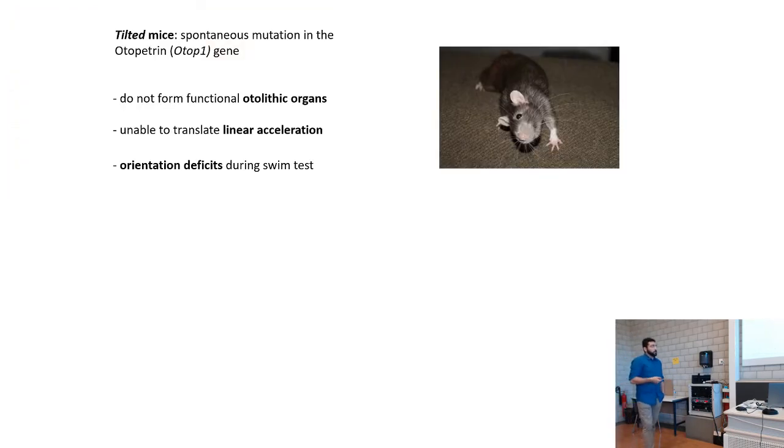Therefore, the perfect model to test whether this is the responsible organ that translates rocking effects on sleep were these mice. So these mice have a spontaneous mutation that does not allow them to have this platform, if you'd like. So they do not form functional otolithic organs. An otolithic organ is basically this platform that I was talking about. Therefore, they're not able to translate linear acceleration, and they have orientation deficits during swim tests, which means they don't know which way is up and which way is down. And they always carry their heads tilted.